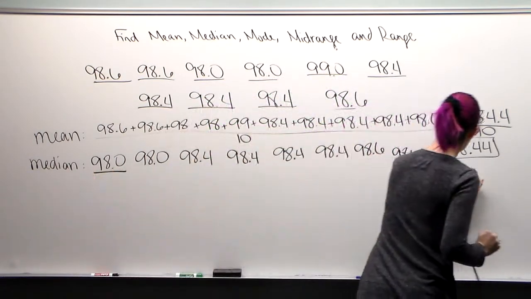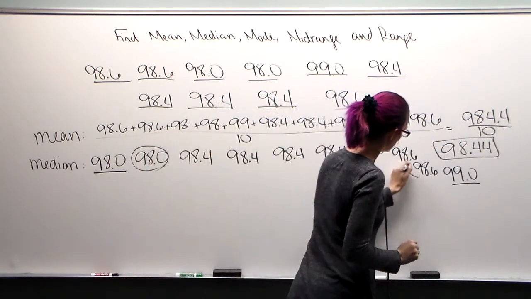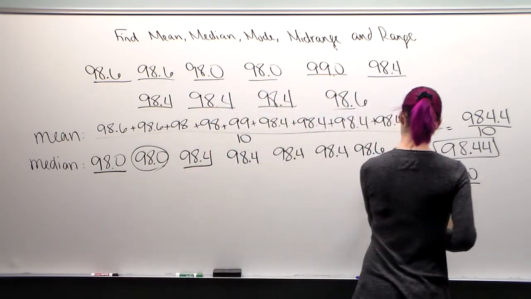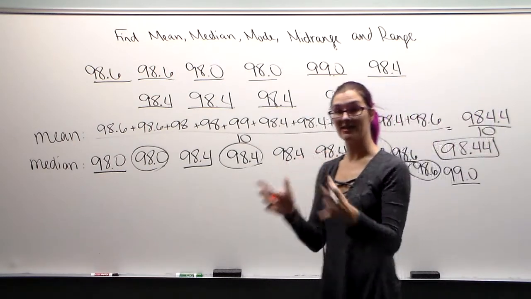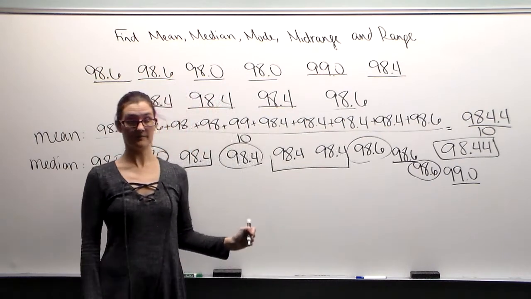So I might underline the outside ones. Then I circle the ones just on the inside of the outsides. I underline the next set. I circle the next set. That way I'm coming in evenly. And then I can easily tell, hey look, I have 2 left in the middle.